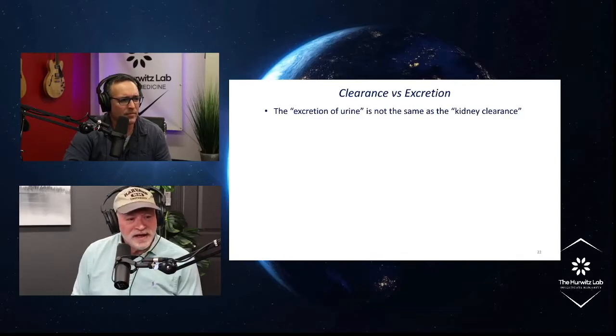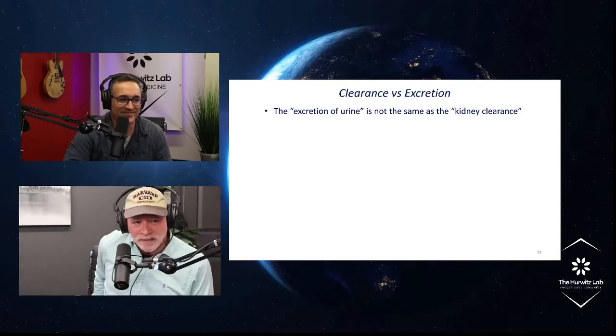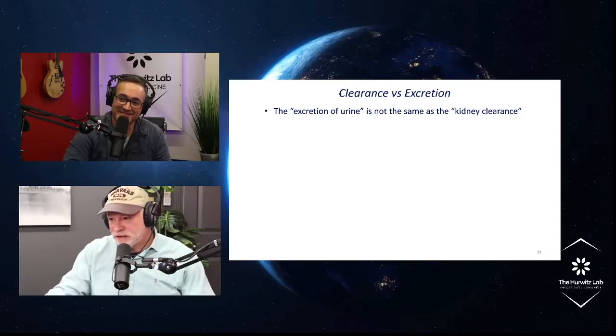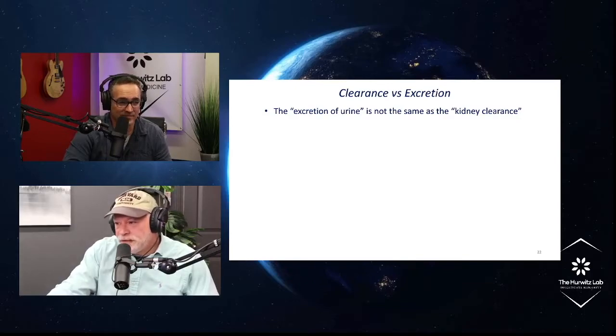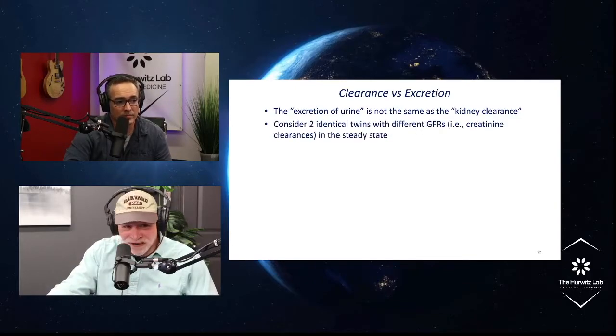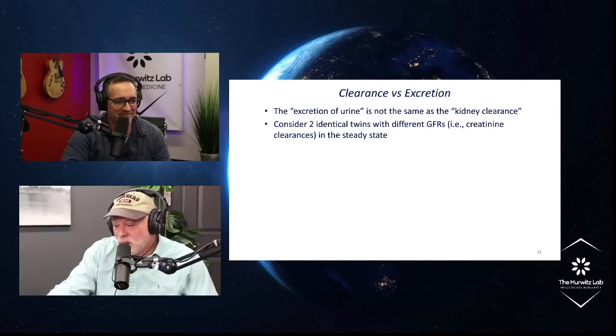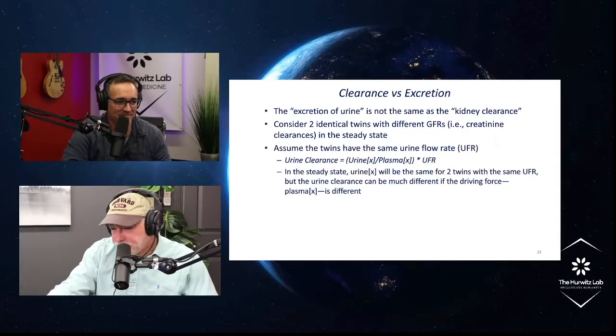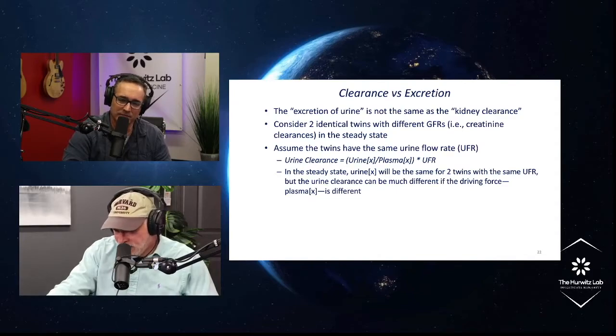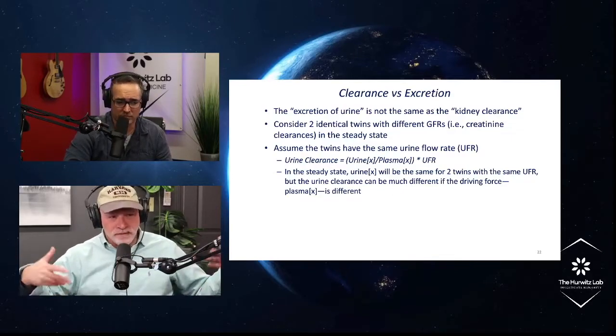Here's my example for why people can have a good urine output and still not have good kidney function. Here's clearance versus excretion. The excretion of urine is not the same as kidney clearance. Consider two identical twins, identical in every way, except that one of them has kidney disease. They can both have the same urine flow rate. In a steady state, the urine concentration will be the same for the two twins because they have the same body mass and are making the same amount.